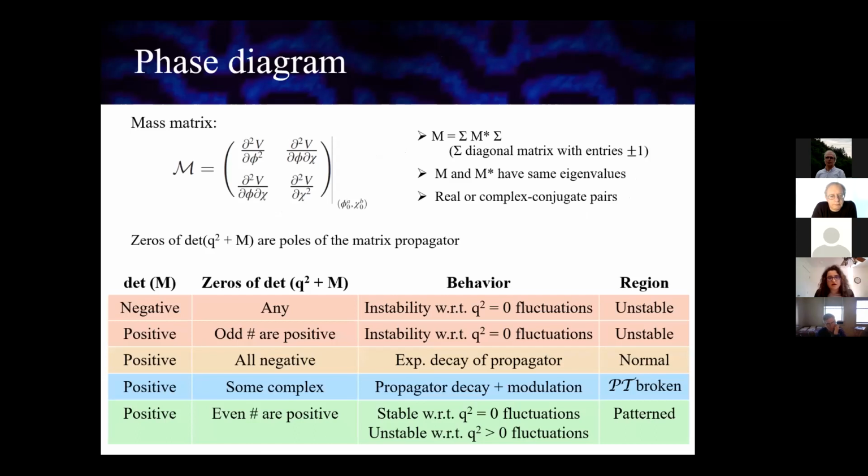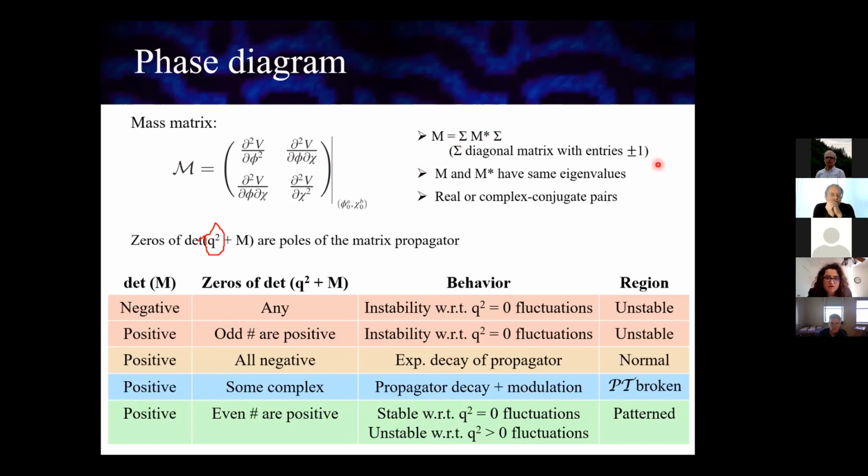So now let's try to draw the phase diagram. The zeros of the mass matrix plus this term here, just the momentum, are going to be the poles of the matrix propagator. That's going to tell you what has exponential decay, what's unstable, what's not. When we write out this mass matrix here, it's going to have a symmetry. Before, when we had just a 2D system, a 2D mass matrix, this was like a Pauli matrix here that it was symmetric under.